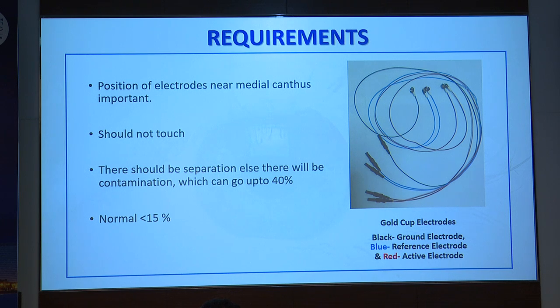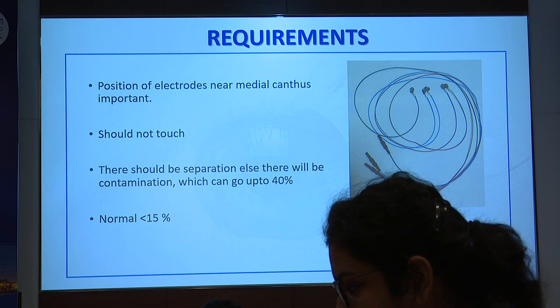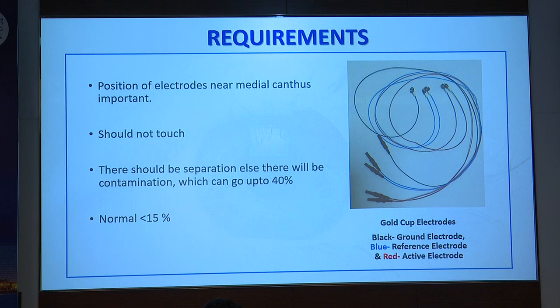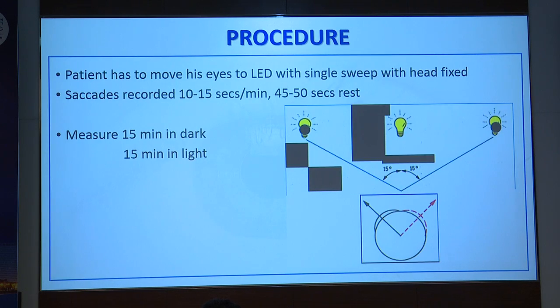Now here you can see the picture, and you can see that the gold cup electrodes are there. It's very expensive. Black is the ground electrode, gold cup, blue is reference, and red is the active electrode, which is placed near the medial canthus, and the position is very important at the medial canthus. They should not touch, there should be separation, otherwise contamination will happen. Patient has to move his eyes to the LED with a single sweep with head fixed. Circuits recorded 10 to 15 seconds and 50 seconds rest. 15 minutes in dark and 15 minutes in light.